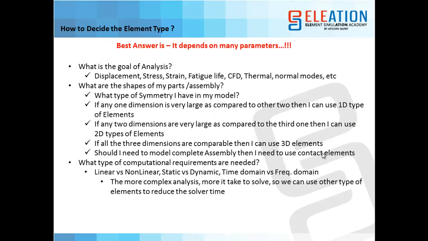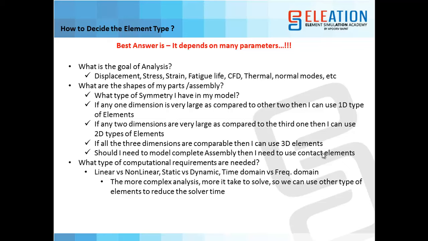Then the next question arises: how can we decide the type of elements? The best answer is that it depends on many parameters, like what is the goal of the analysis, what exactly you want as an output. So if you want displacement, stress, strain, fatigue life, CFD, thermal, normal modes, different types of analysis have different types of elements. Then, what are the shapes of my parts or assembly? Does my model have symmetry? Then we can use symmetric elements.